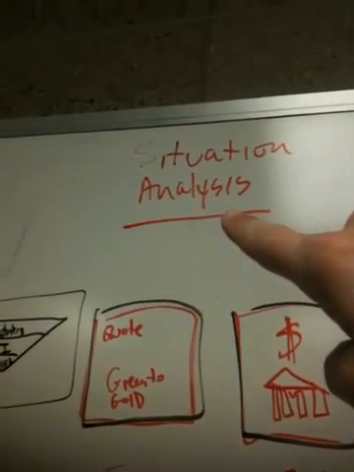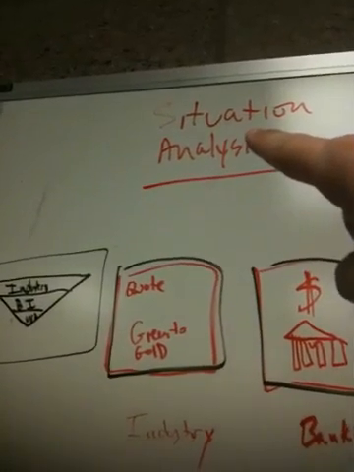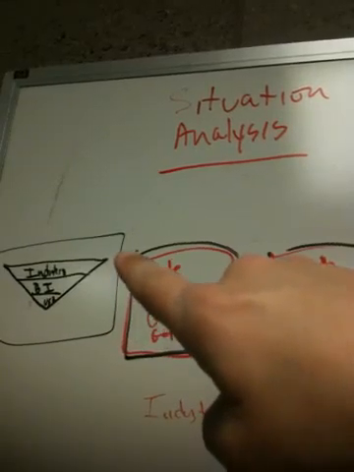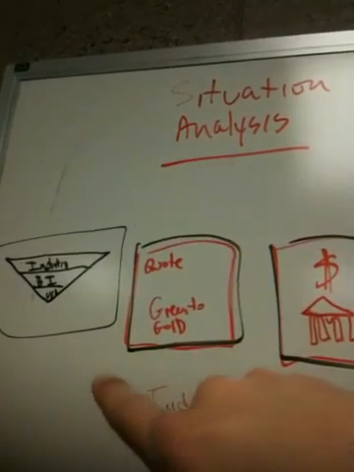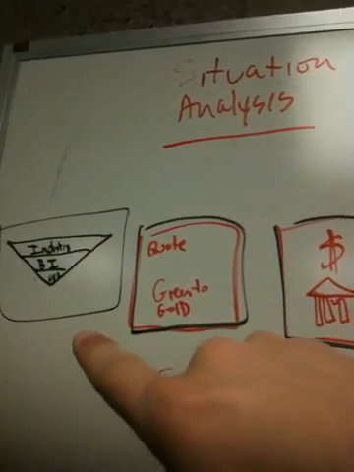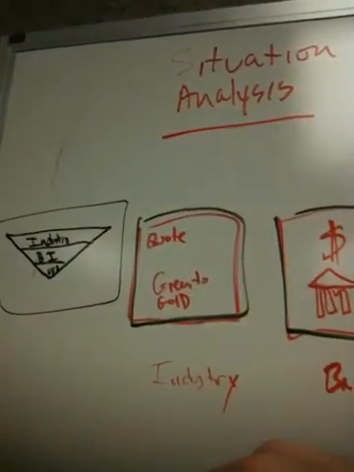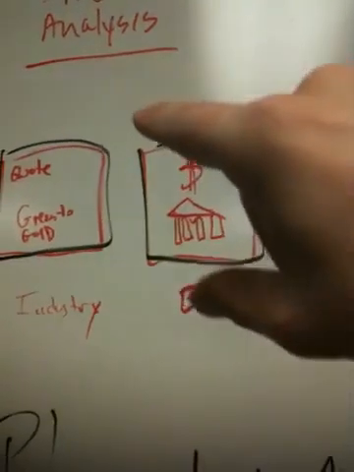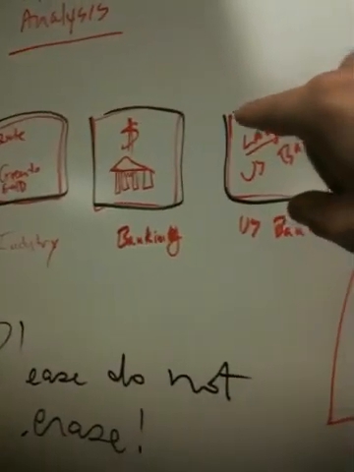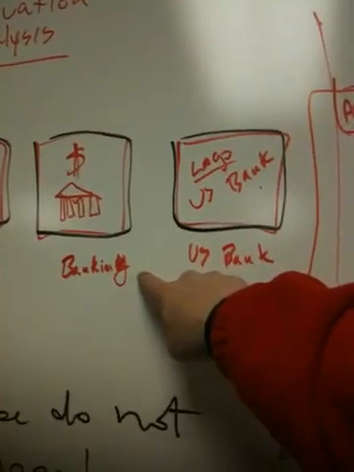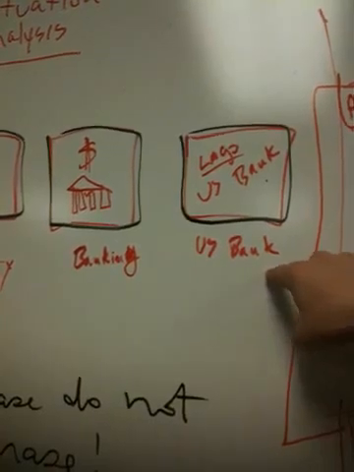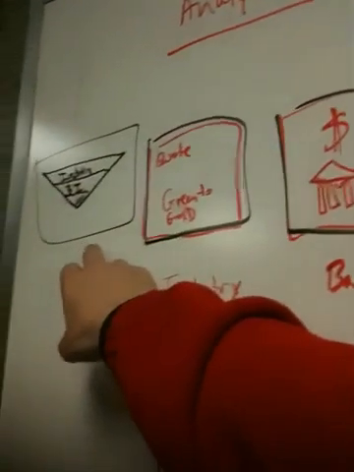We begin with the situation analysis, discussing the banking industry and U.S. Bank in general, going down to specifics. We talk about a quote. We have the banking industry and U.S. Bank representing this inverted triangle.